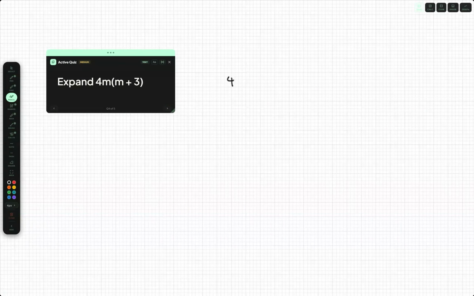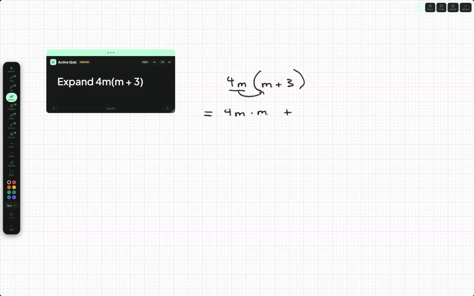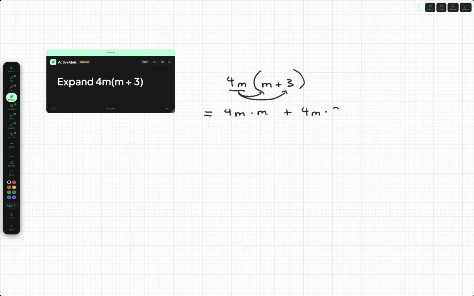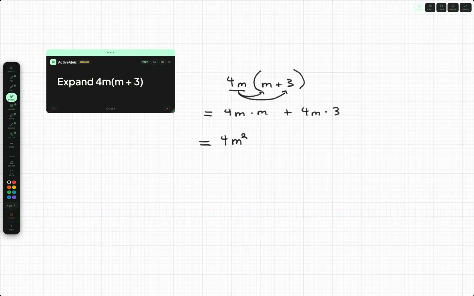Alright, next one, 4m multiplied by m plus 3. What is the expanded form? Well, 4m multiplied by the first term m plus 4m multiplied by positive 3. 4m times m, well the 4 stays the same, and then m times m is just m squared, plus 4m times 3, just multiply the coefficient by the number or the constant. So 4 times 3 is 12, and then multiply that by m.